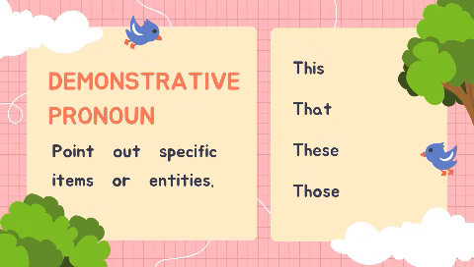Now coming to the second one, which is the demonstrative pronoun. You use demonstrative pronouns whenever you have to point out some specific item or entity. Like you are saying this book, that book, give me that laptop. You are specifying that you want that particular laptop or that particular book. So what are they? They could be this, that, these, or those. These are some of the demonstrative pronouns.